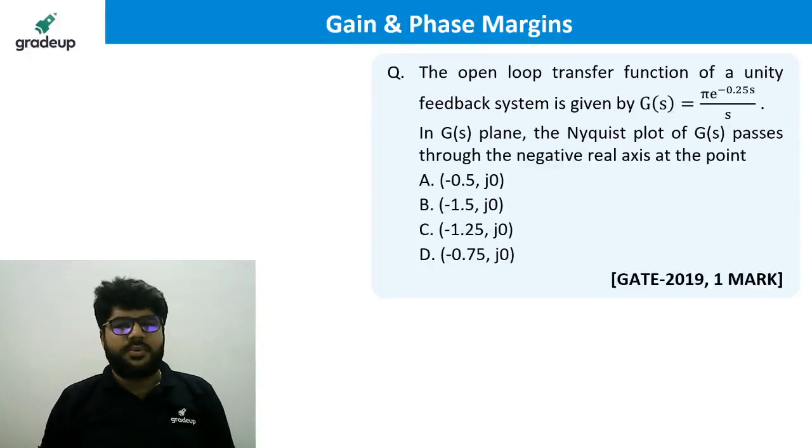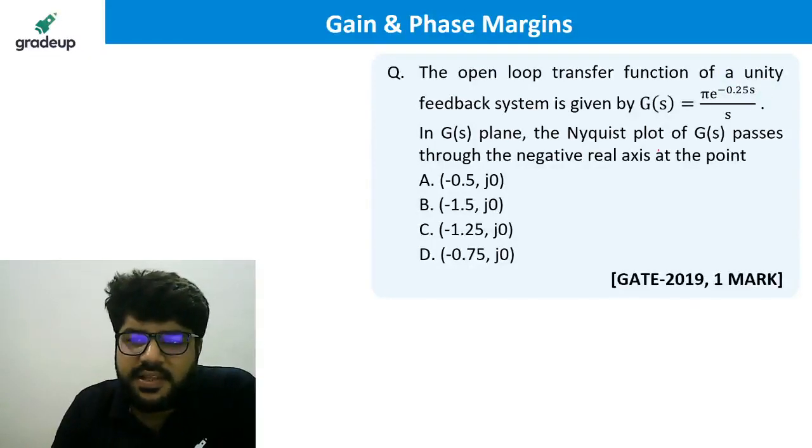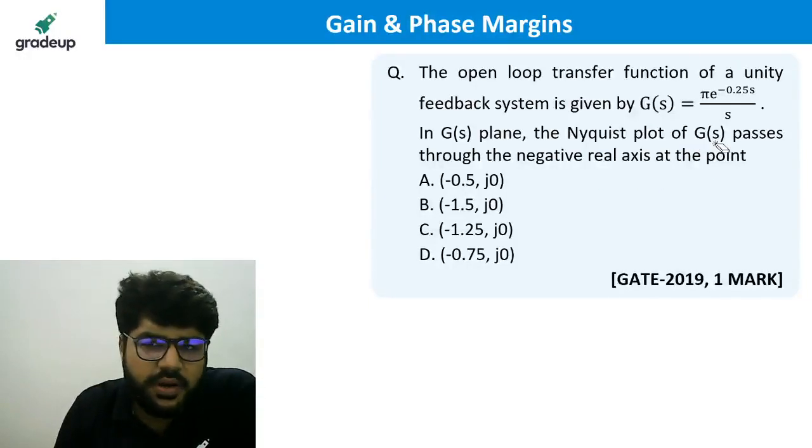Now guys, another question involving this exponential term. e power minus 0.25s. In the GS plane, the Nyquist plot of GS passes through the negative real axis at what point?